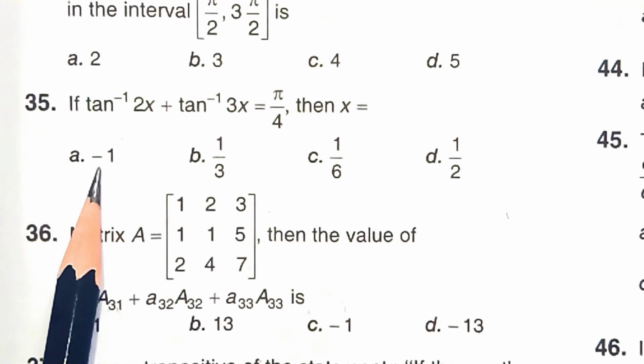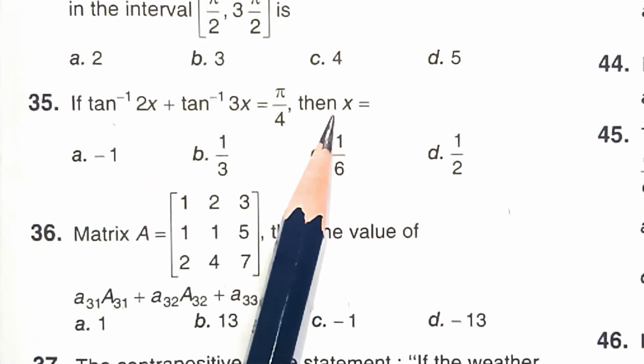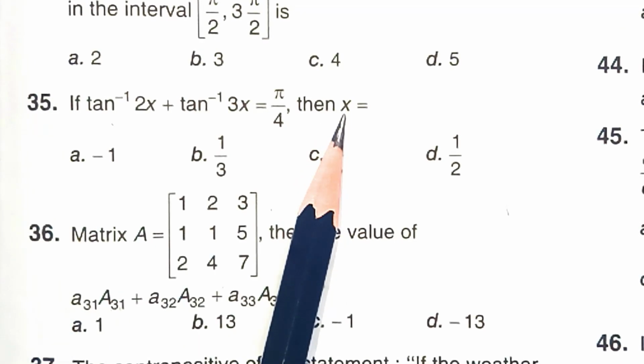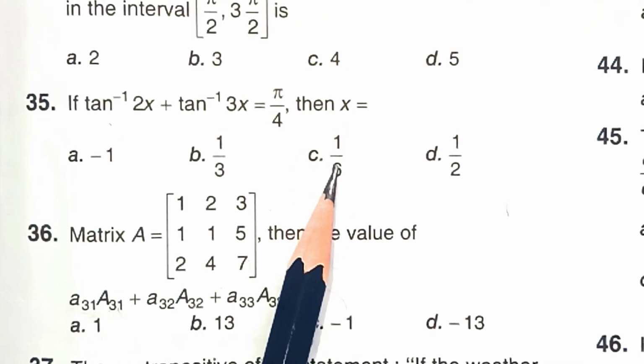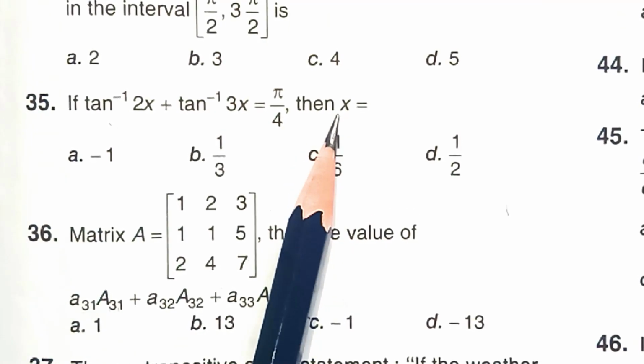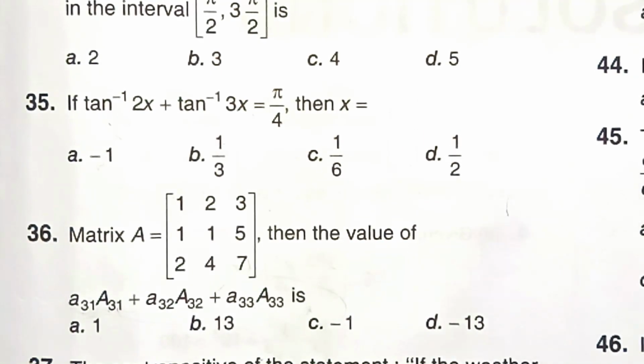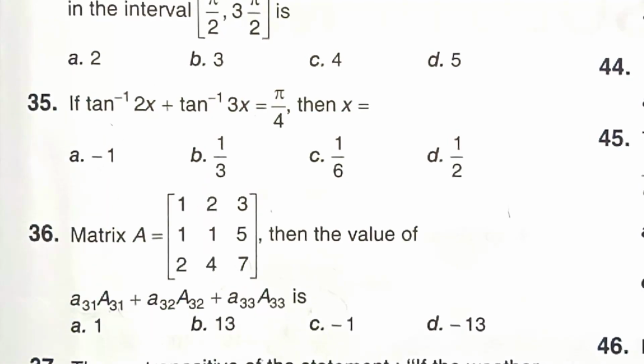First option, x is equal to negative 1. Next option, x is equal to 1 by 3, negative. The third option is x equal to 1 by 6, and the fourth option, d, is x equal to 1 by 2. We have to figure out which one of the options is correct. Now let's get started with today's solution. I will explain how the solution looks.